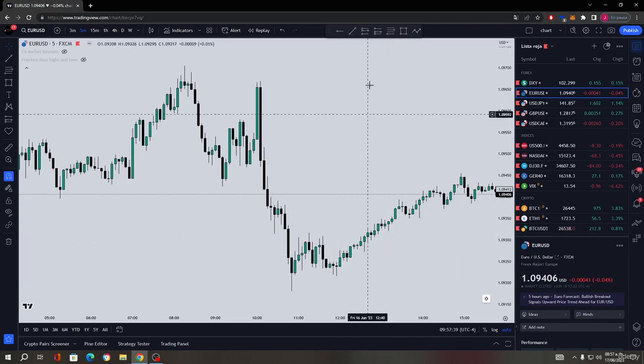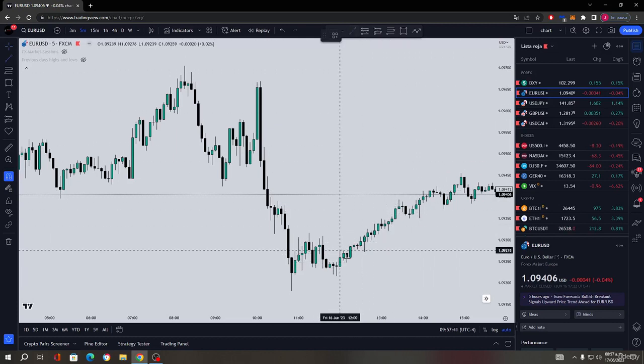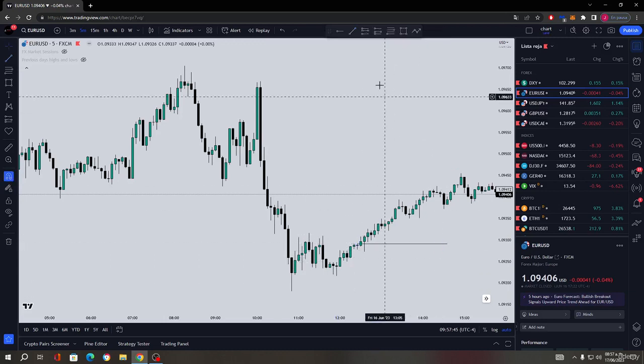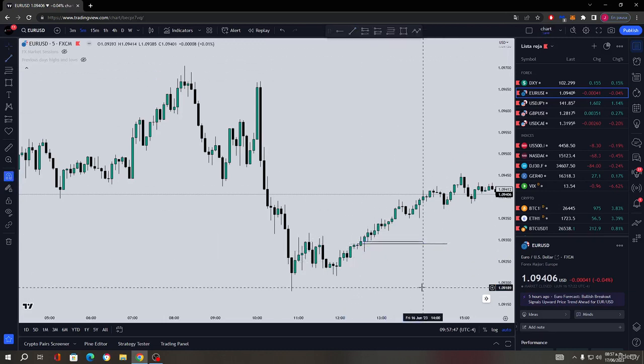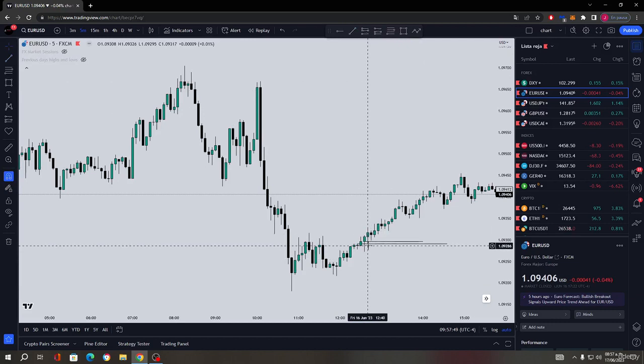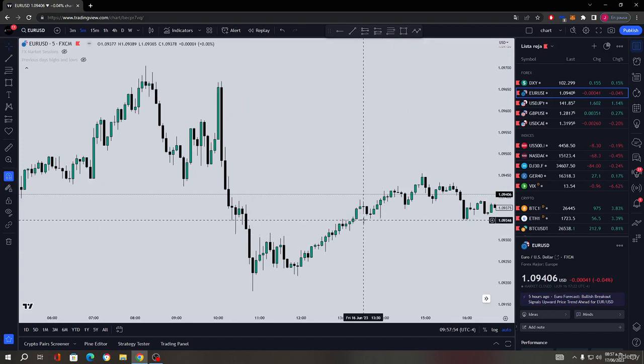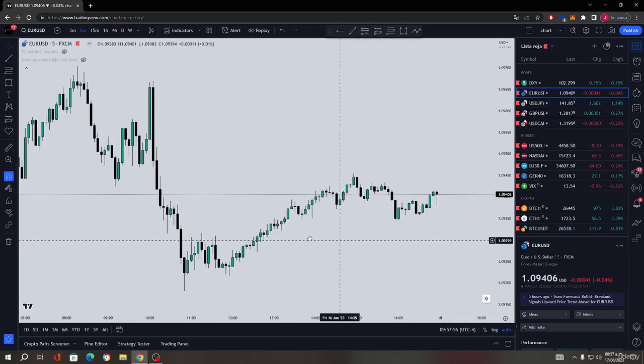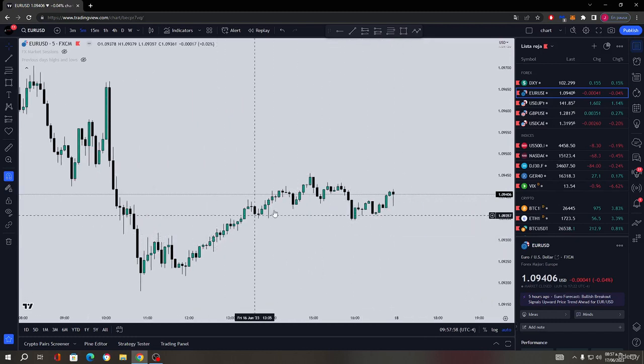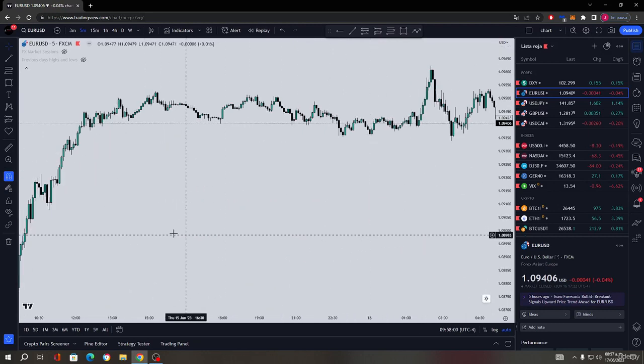Do we have any imbalance? We have this one. It gets filled right here with this wick. Then we have this balanced price range. Price touches it again, continues higher. We have this imbalance which gets filled. And then, well, that's pretty much everything, right?